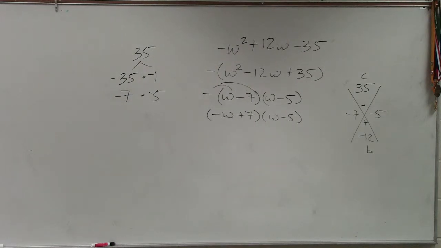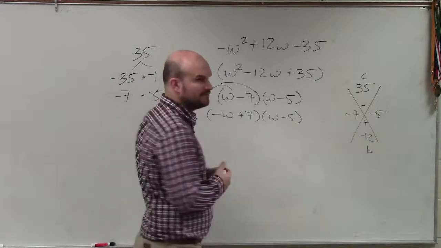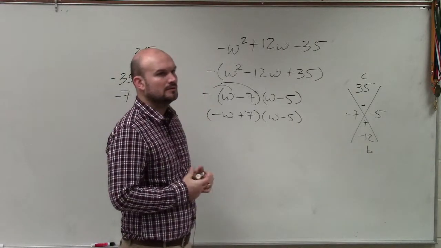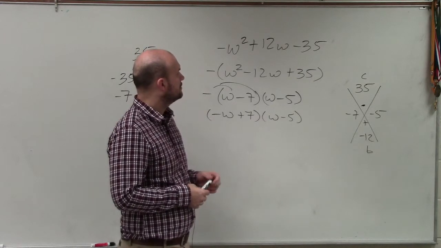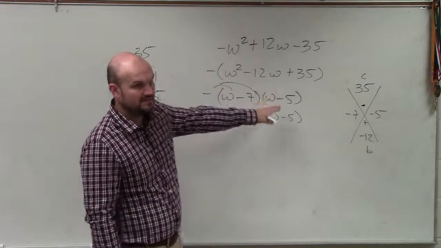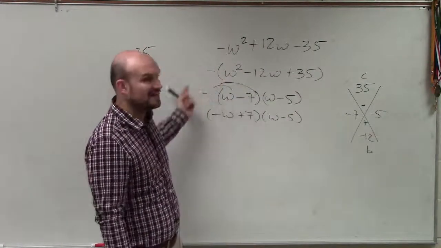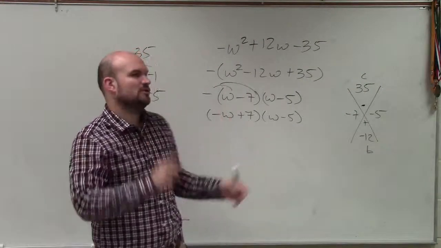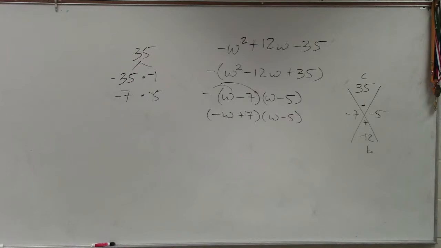Yes? Why is the negative on the outside instead of just getting rid of the negative? What do you mean? Because you factored the 12 and the 35 the other way around, so I thought you got rid of the negative. No, I didn't get rid of it. I just factored it out. This negative is still multiplied by all of those. I just factored it out. Let me go over the other two problems, and it might make a little bit more sense. I didn't really go over the negatives with you.